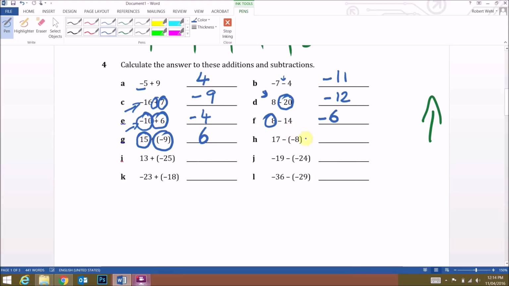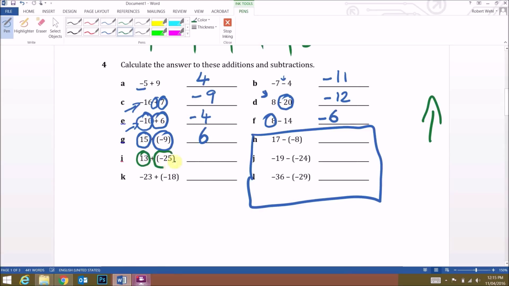Okay, we're going to do these three at the end, so we don't confuse them, but we'll go to this next one below here. Once again, I have $13 in one pocket and then a bill for $25 in the other pocket. When I put them together, I am -12.